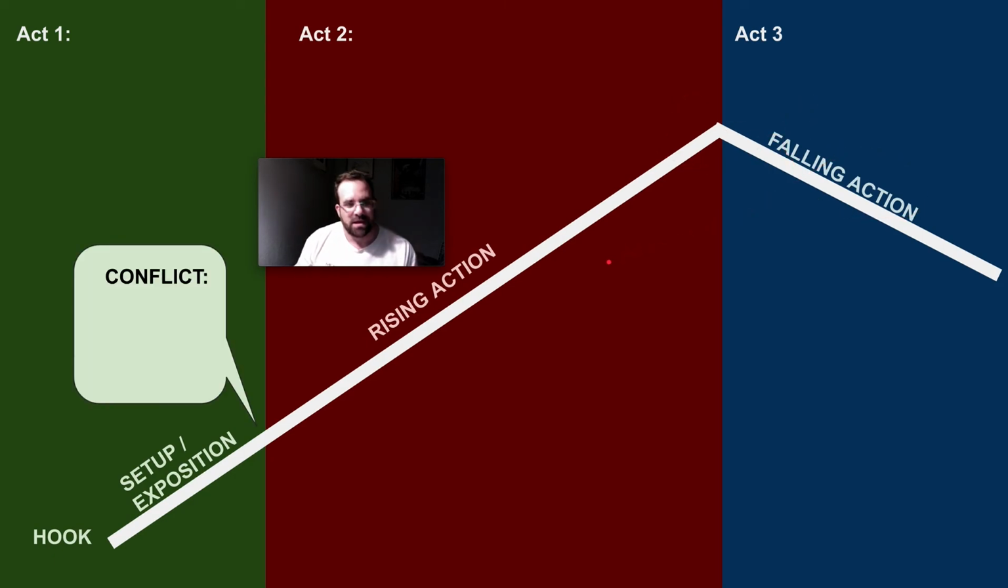Okay. All right, so let's talk about the conflict. I've said it several times. The conflict gets introduced right at the end of Act 1. And if you're writing your screenplay, that should be around page 2 or 3.